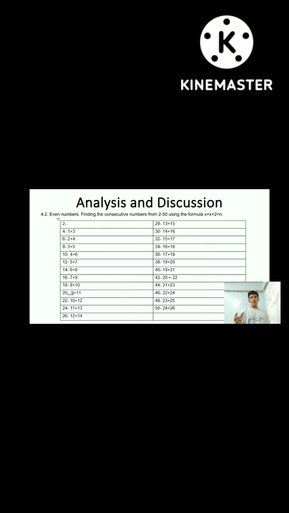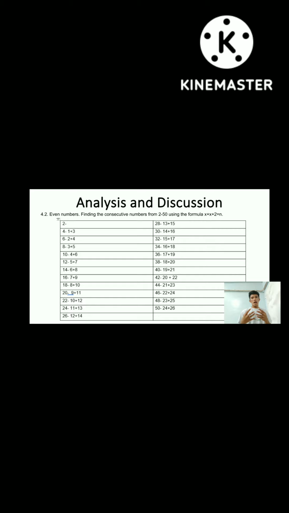From even numbers 2 to 50, aside from 2, because 2 cannot be expressed by 2 or more consecutive numbers, 4 can be expressed through odd consecutive numbers. As you can see, 1 plus 3 is equal to 4. And 6 can be expressed by even numbers, 2 plus 4. So 2, 4, 6, 8. That's the even numbers. It has a pattern. From 4, 6, 8, the pattern there is alternate.